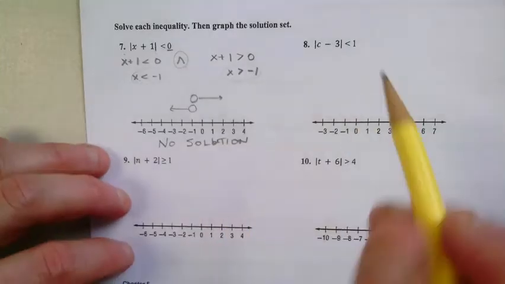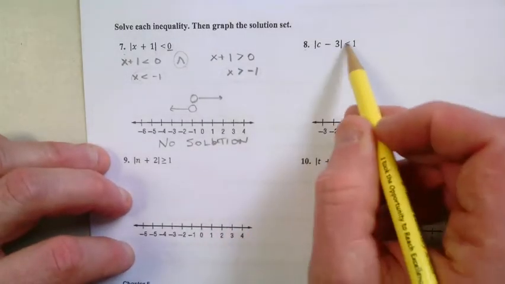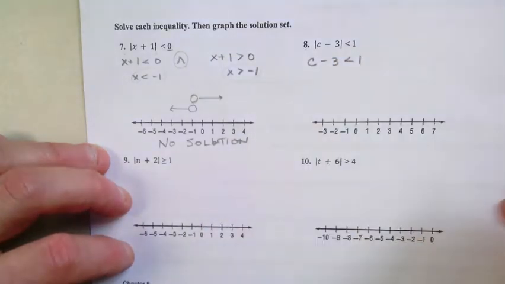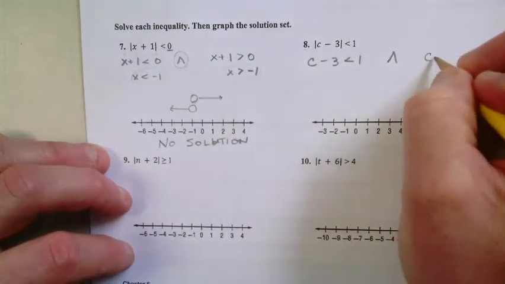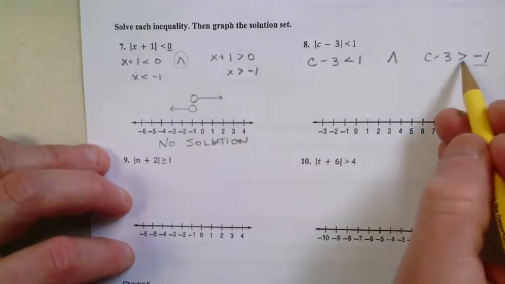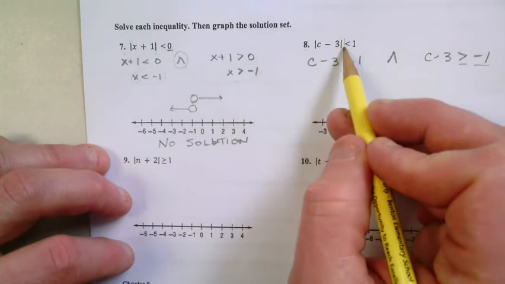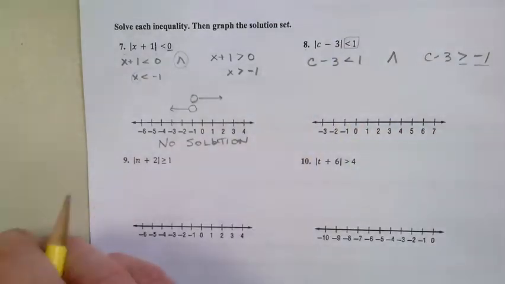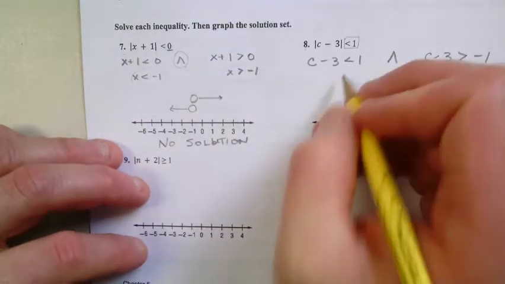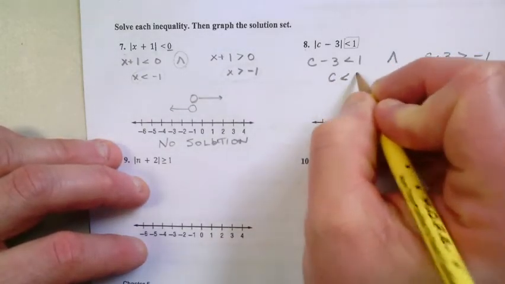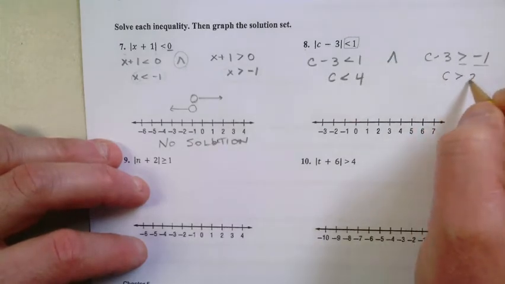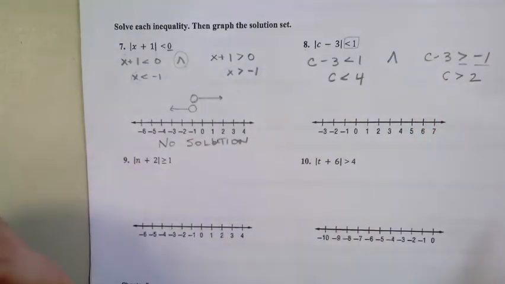All right, now as I look at number 8, again, we have a less than symbol, so I'm going to go ahead and do c minus 3 is less than 1, and c minus 3 is greater than negative 1. Notice how I made that the opposite and the opposite there. This entire part becomes the opposite value, okay? Now, as we work this out, I'm going to add 3 to both sides. This becomes 4. Add 3 to both sides. This becomes 2. Okay, 3 plus negative 1 is 2.